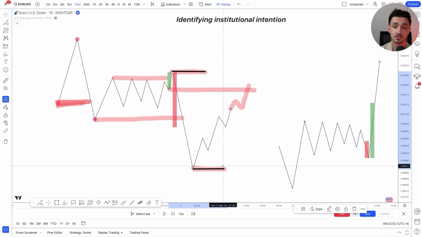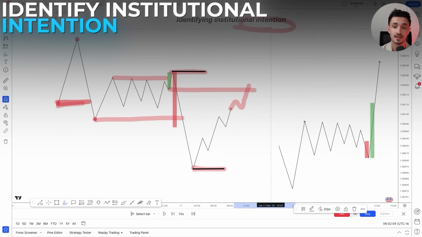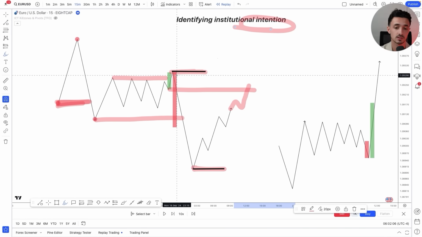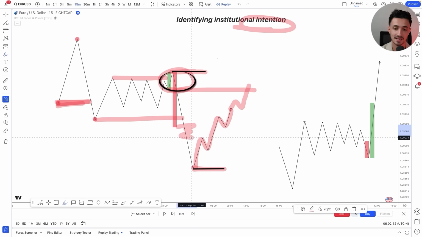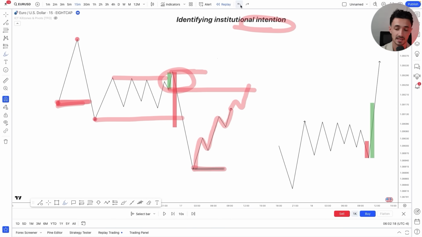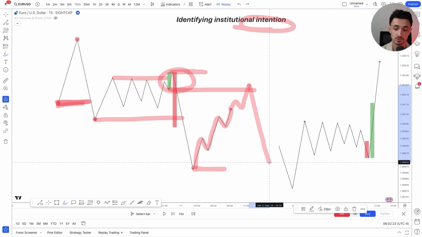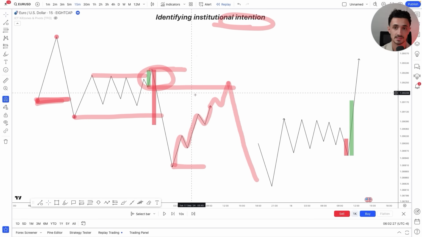Step number one. Step number two, identify institutional intention. If there's no institutional intention, we're not interested. When there's institutional intention, we're interested. We wait patiently for price to come back whilst all the rest of the sellers get murdered and all of the buyers get on the wrong side of the market. We wait for everybody else to make their mistakes. And then when price comes into this level, price will almost always continue trading lower. That's why market structure has an 80% success rate.